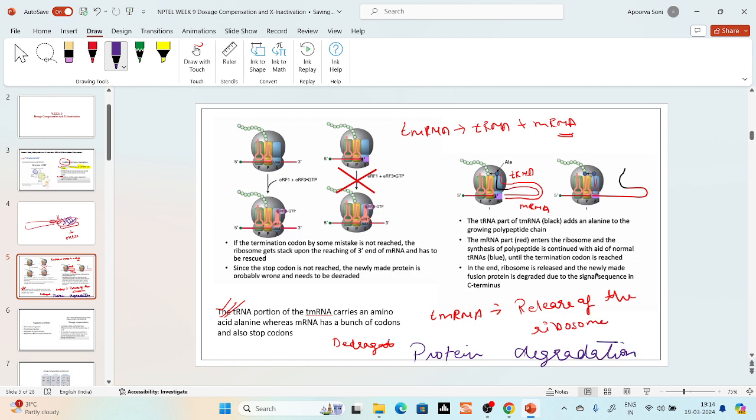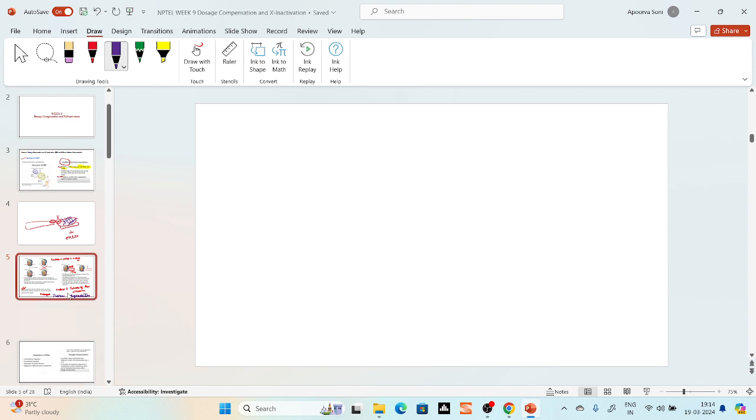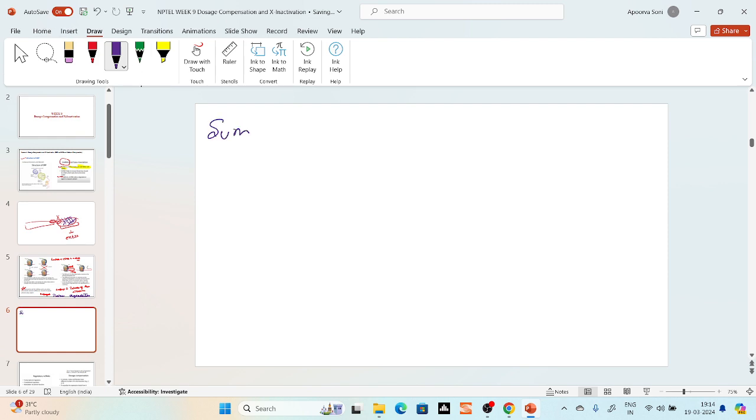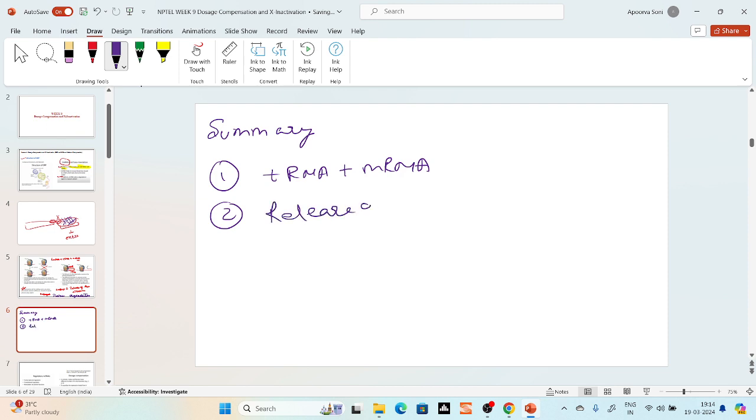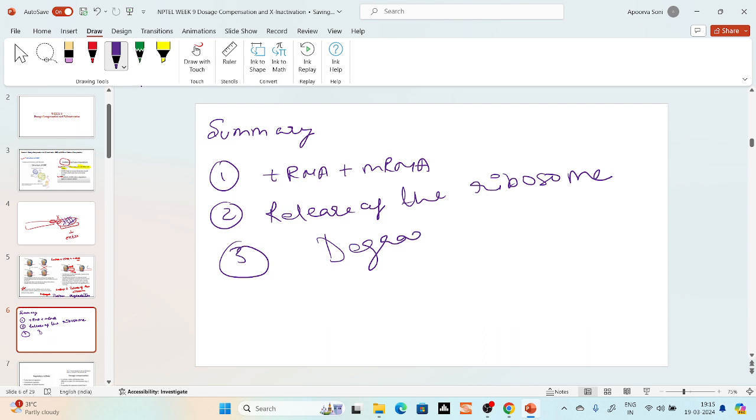Protein degradation. Okay. So in summary, what we can say about this tmRNA? I'm just writing the summary for your understanding of this tmRNA. Basically, it is composed of tRNA plus mRNA. One point. Second point is that it helps in the release of the ribosome. Okay. And third point is it also degrades the protein.